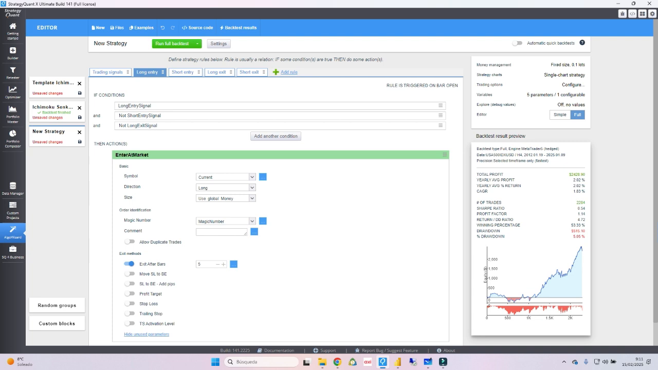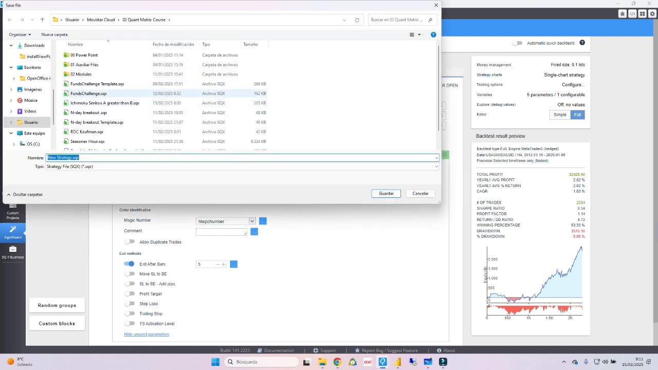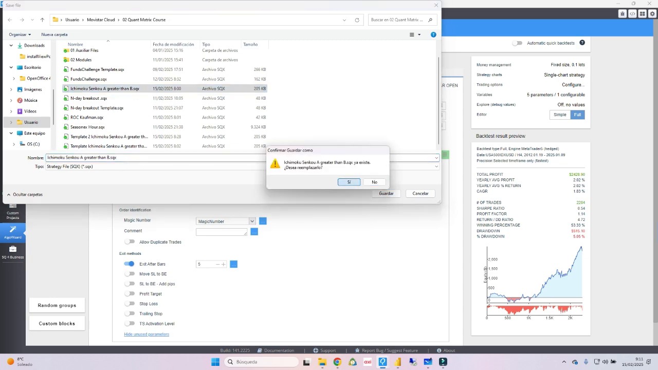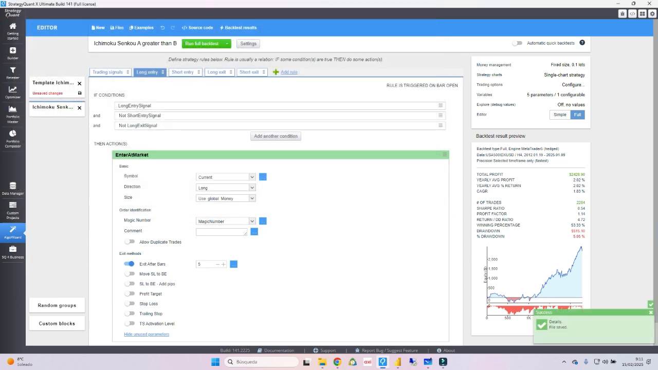So I have a profitable strategy of 2,284 trades, right? I'm gonna save it as Ichimoku Senkou greater than B. So we have the first strategy.